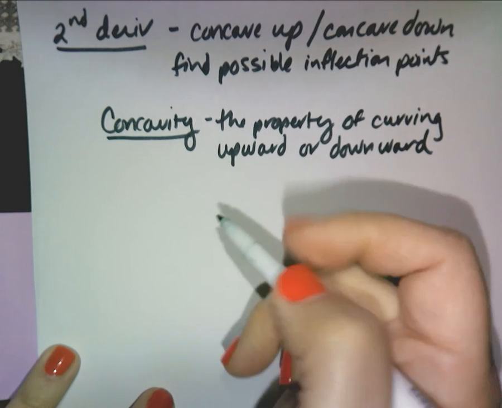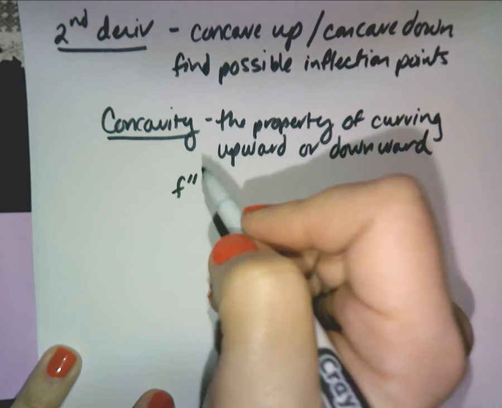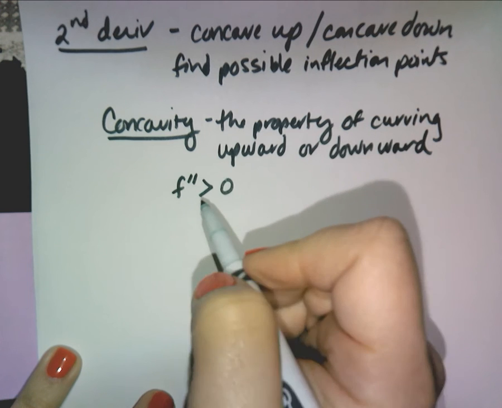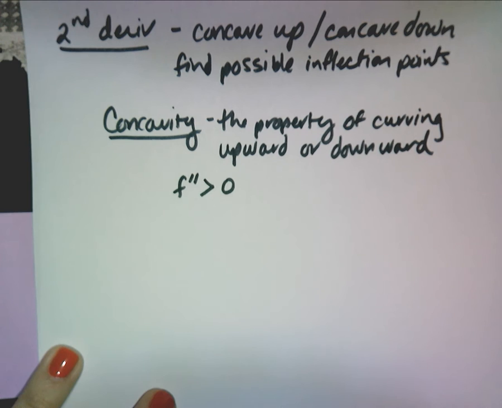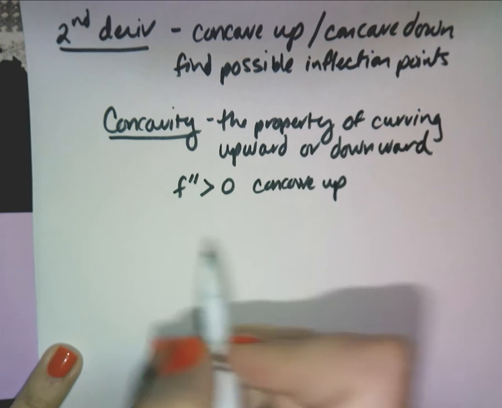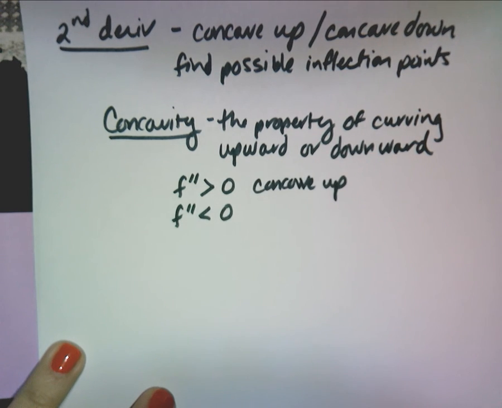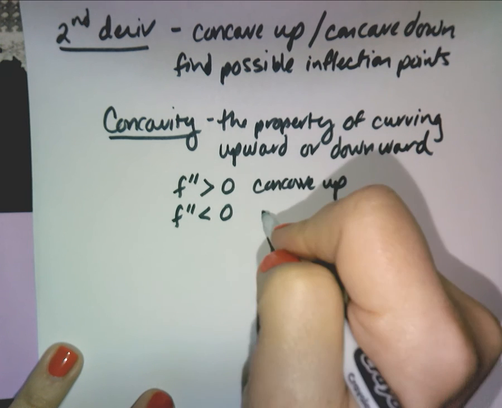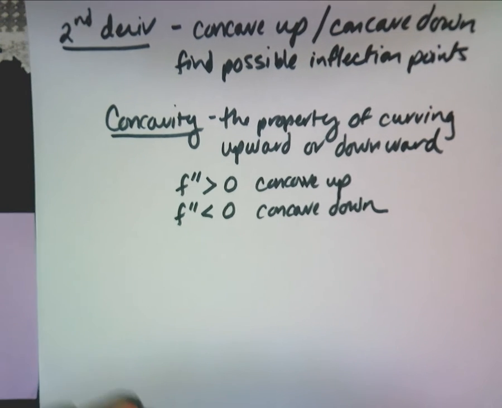So before I show you what it looks like, just make sure you write this down. If you take a second derivative and you find out that it is positive all the time, do you think it would be concaving up or concaving down? Positive. Up. Okay, positive. If the second derivative is negative, then obviously it should do what? Concave down.